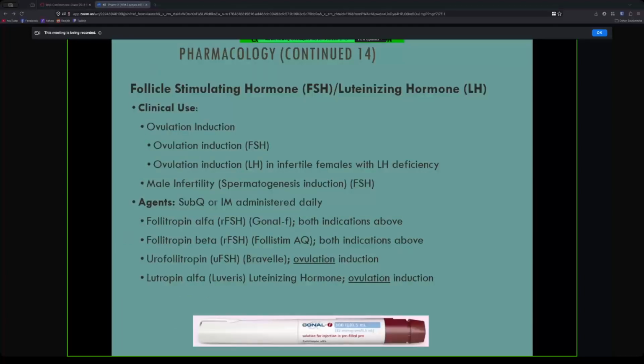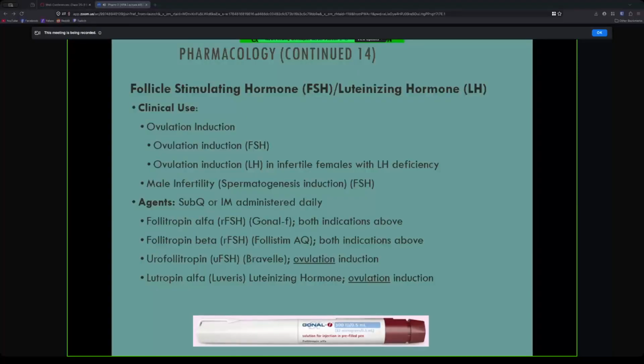So now we're shifting gears. We're still in the anterior pituitary, but now we're talking FSH and LH. Follicle stimulating hormone, FSH, or luteinizing hormone, LH. So now we're back in that hormone replacement fertility therapy. So the clinical uses there, ovulation induction using FSH and or LH in infertile women with gonadotropin deficiency. And also two of our agents can be used with male infertility for spermatogenesis induction using FSH.